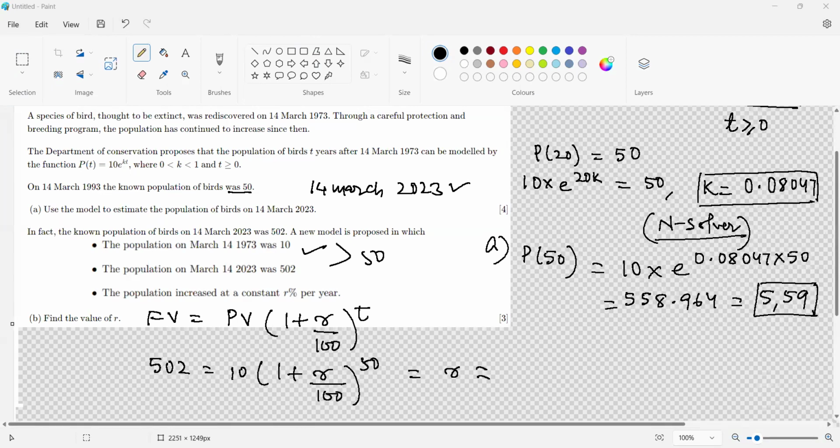What it is? It is approximately 8.15%. Is it clear? Yeah.